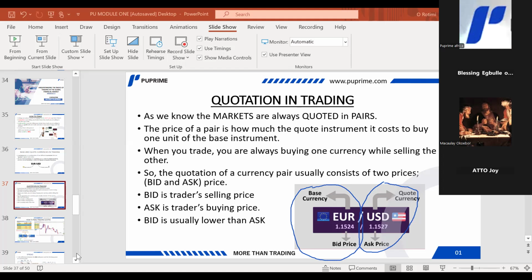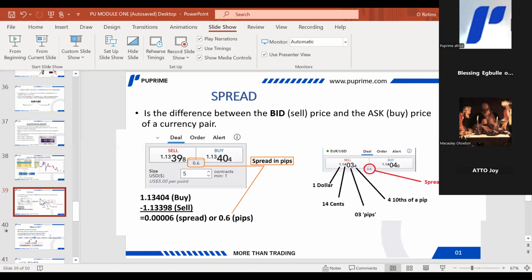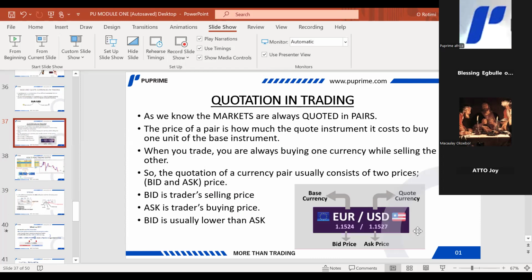Now that takes us to the next one, which is the spread. The difference between the bid price and the ask price is always called the spread. If you flip back to this table, you can see here that the ask price ends with number 7, and the bid price ends with number 4. So the difference, that is 7 minus 4, is 3. That means 3 is the spread on this currency, Euro USD, in this example.